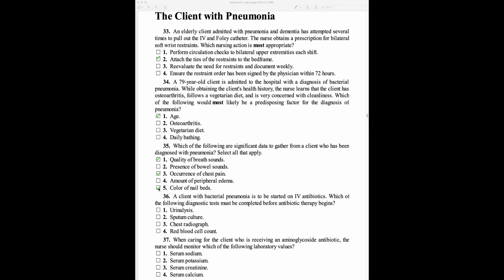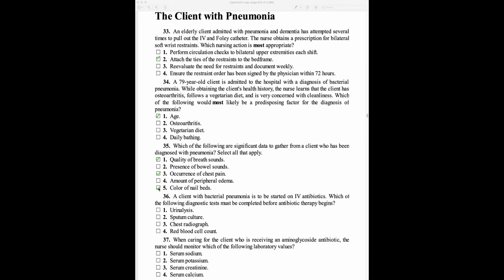Bowel sounds really have nothing to do with the care and management of pneumonia. Any occurrence of chest pain, because chest pain would indicate a worsening of the situation. Not that it would be cardiac, really. However, we would take that symptom into consideration, understanding that patients with pneumonia often feel that they have chest pain, especially because of all the coughing. Peripheral edema, pneumonia really has nothing to do with edema. And then the color of the nail beds would let us know about the oxygenation status of the patient, because remember, pneumonia does impair gas exchange.